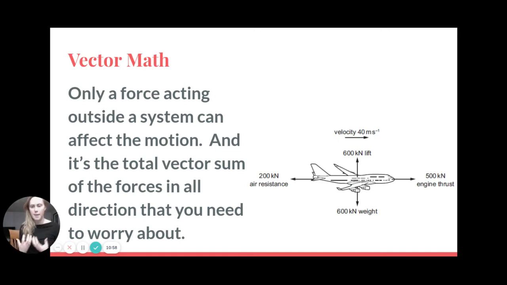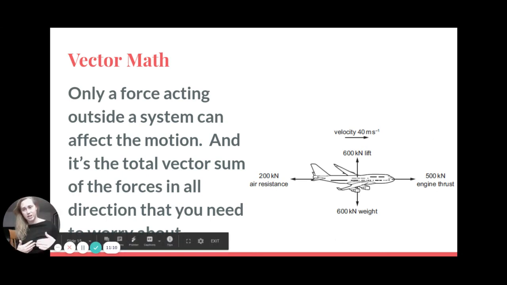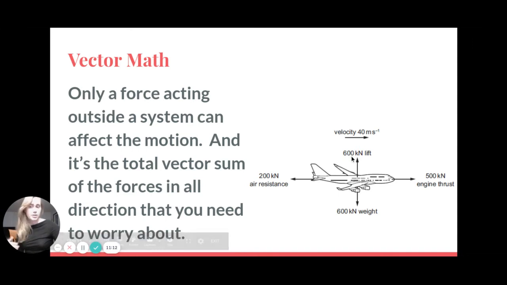It's the net amount. So when we talk about a net value in mathematics, we're talking about adding up positives and negatives and getting some final amount. For example, in this picture, in the vertical direction, you have 600 kilonewtons going up. We typically talk about up being positive and down being negative. So if we have positive 600 kilonewtons, but the weight is 600 kilonewtons, so we have negative 600 kilonewtons. 600 plus negative 600 is 0. So we don't have to worry about forces up and down. This plane will not be accelerating up and down.